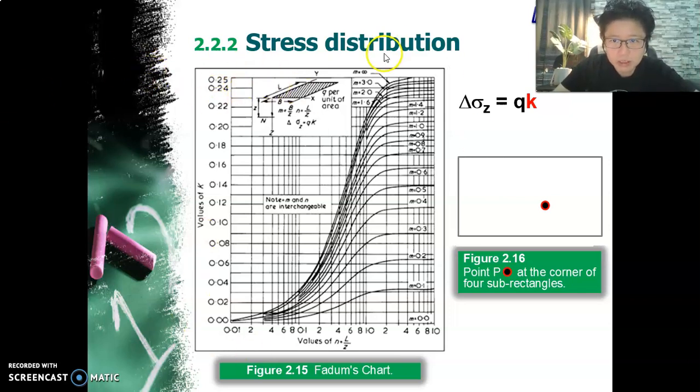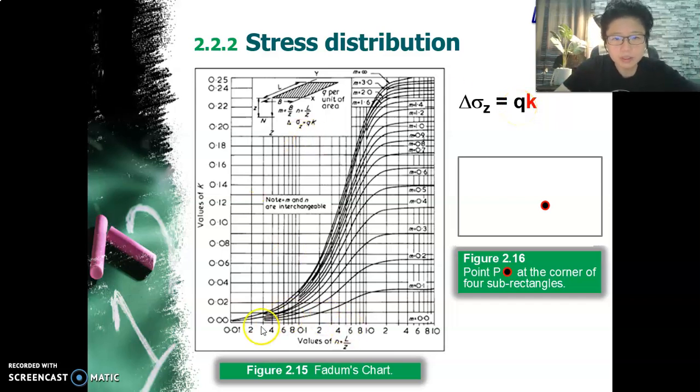This is Fedham's chart. If you don't like his chart, you can use his formula, but I gather it's better just to use the chart because it's easier. Right? On the y-axis are the values of the k, the coefficient. You can see here the value of the k, which you are going to pop into the equation here in order to get your stress increase. Q is simply the stress that's being applied on the surface, right?